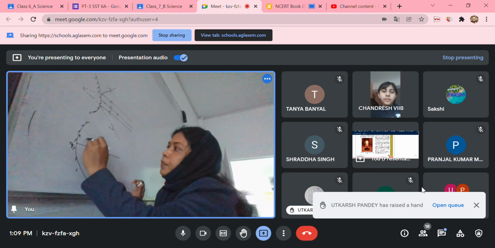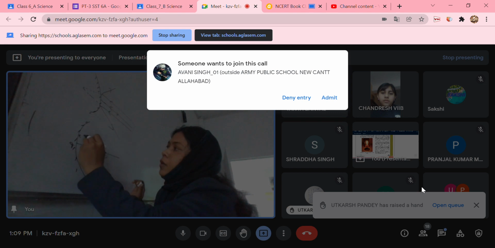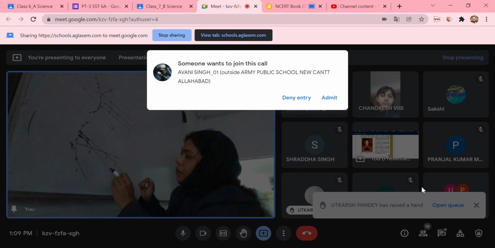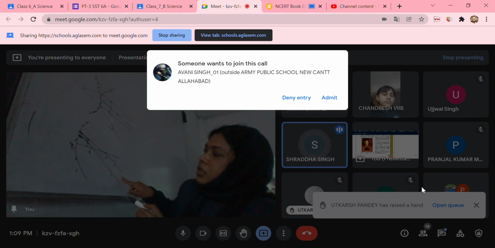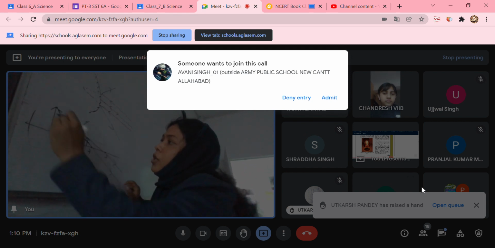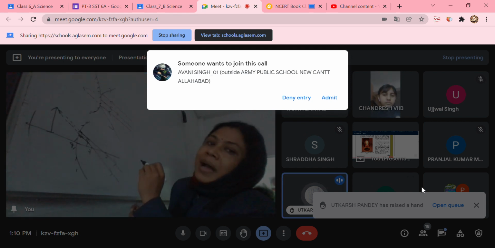One ray will go and fall over here, and the other will pass through the center of curvature, and the parallel rays, after reflection, will pass through the focus. So will they ever meet? They will never meet. If we extend these two rays back, we will get a virtual image, and it will be magnified.